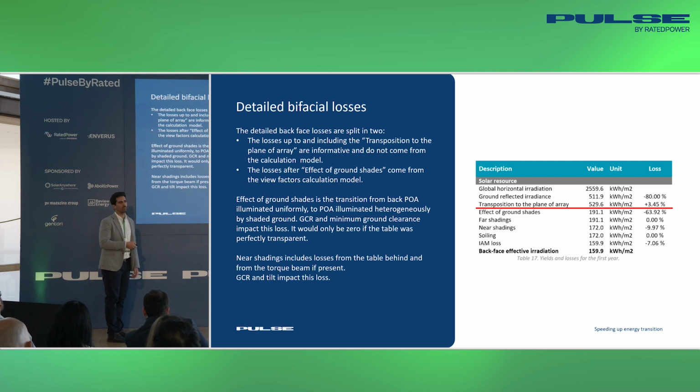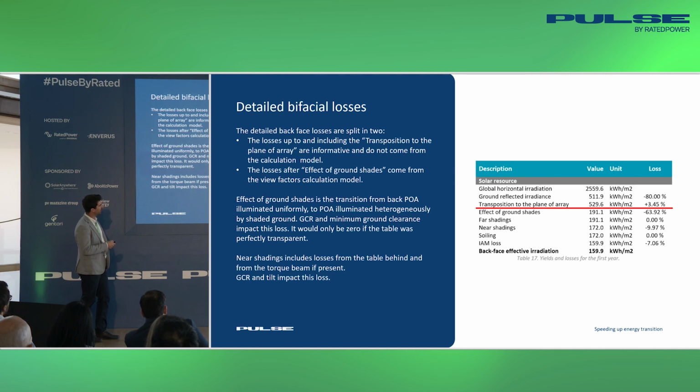This loss is theoretically 0% if the structure is perfectly transparent. Of course, that's not the case, so it can't ever be 0%. But for example, if we reduce the GCR, so make the structures further apart, this goes down because the shades are further apart from the structure and you get more irradiance coming back to the backface.